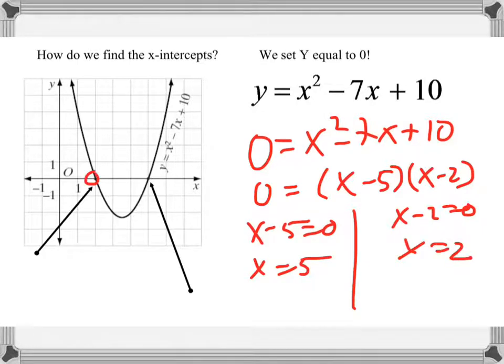Now if we look here, that's exactly where the roots are. X is equal to 5 and x is equal to 2. So we're using the information from finding the solutions to a quadratic equation to find the roots of a quadratic function. That's why we learn how to do that.